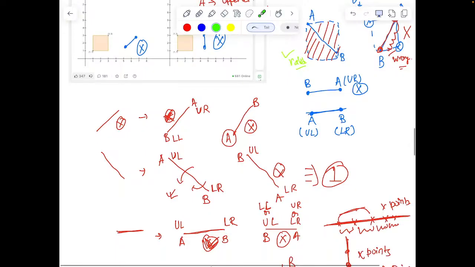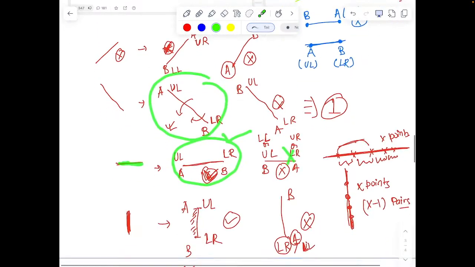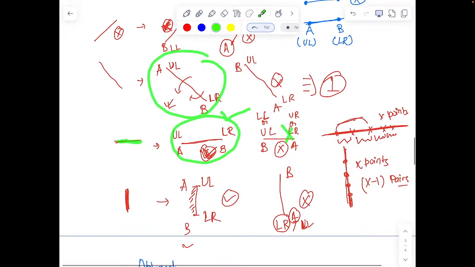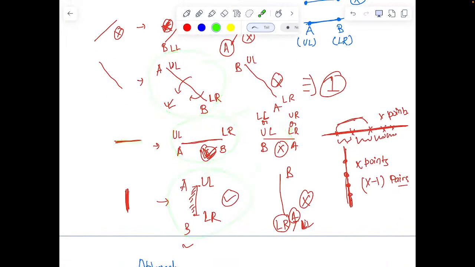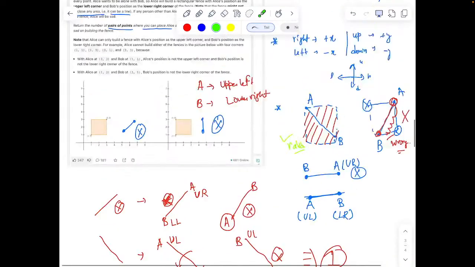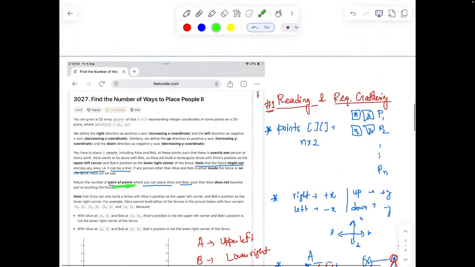If the diagonal is like this, in that case, we can place it over here. If the diagonal is like this, this can also be a diagonal. So here I found that this case is a valid one. This is not. So here we find 1, here we find 1, and here we find 1. That's it. So these were the valid configurations. We have to return pairs of points where we can place Alice and Bob.